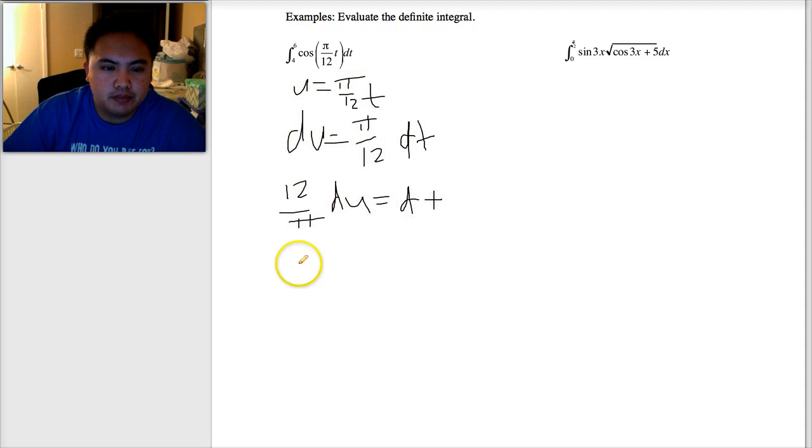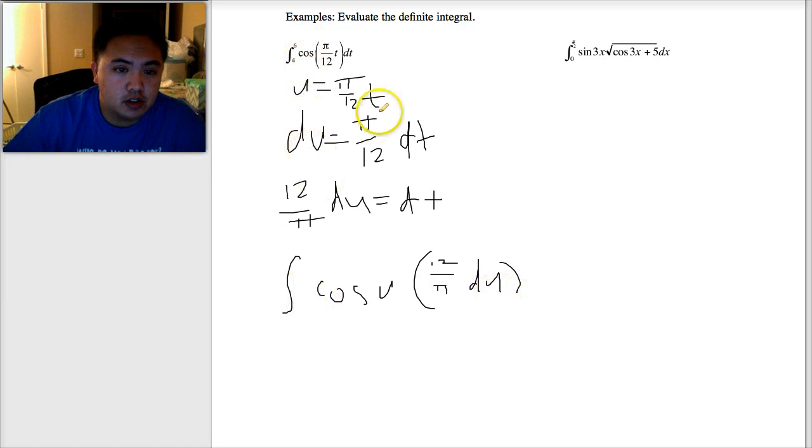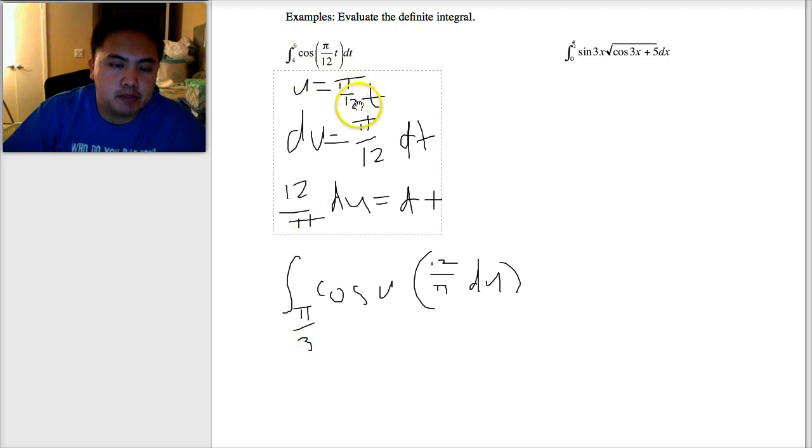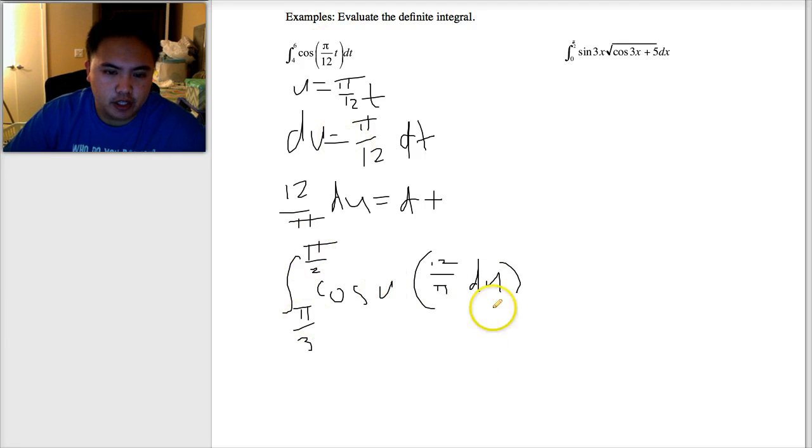And let's put this in the problem. I'm going to get cosine of u, and this dt now becomes 12 over pi du. I need to change my bounds. So my bounds are 4 and 6. So I'll plug in a 4 in here. 4 times pi over 12 becomes pi over 3 when you reduce. And if I plug in 6, it becomes 6 pi over 12, or pi over 2. Okay. So I change the bounds, convert it into u.